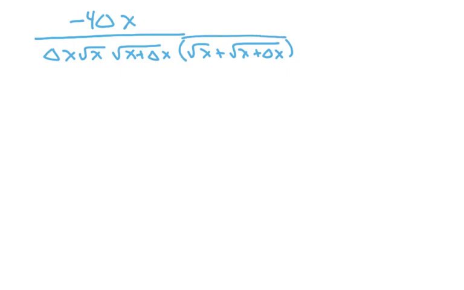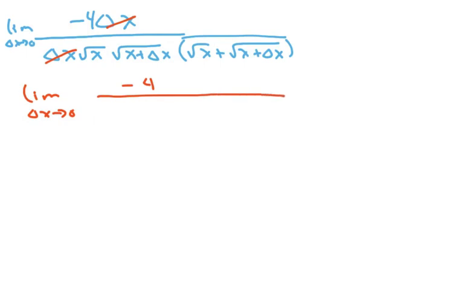All right. So the limit as delta x approaches 0. Now what happens here is the delta x's cancel. So let's clean this up, make it better. Delta x approaches 0, and you're going to have negative 4 over all this stuff. So which is going to be square root of x, square root of x plus delta x, and then we have square root of x plus square root of x plus delta x.